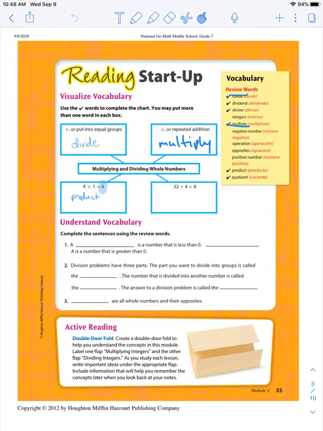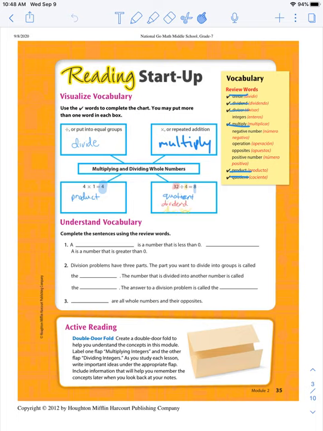All right, last box, bottom right, I have 32 divided by 4 equals 8. The words I have left in my word bank are dividend, divisor, and quotient. I know quotient is the answer to a division problem, so I'm going to write that in. And then the number that I start with, the one I divide up, is going to be my dividend, and the one that I divide by is my divisor. So 32 is our dividend, and 4 is our divisor.